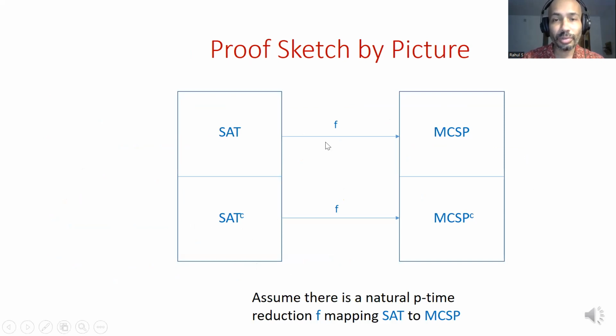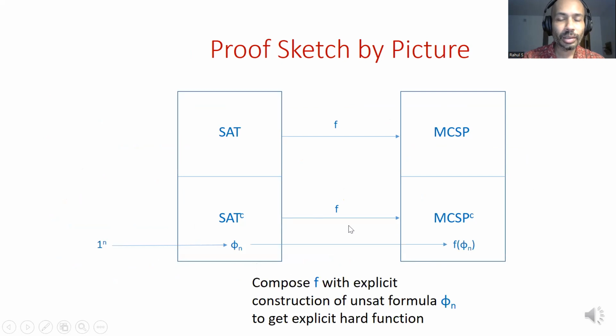So let's say there's a reduction F, which reduces SAT to MCSP. So yes instances of SAT get reduced to yes instances of MCSP. No instances of SAT get reduced to no instances of MCSP. And the idea is fairly simple. It's that you can generate no instances of MCSP efficiently by efficiently generating no instances of SAT and then running the reduction on them.